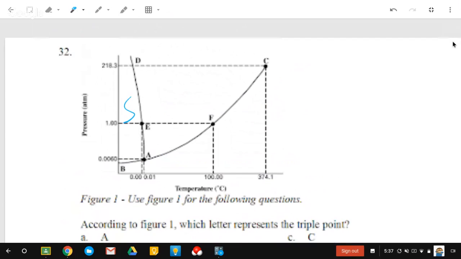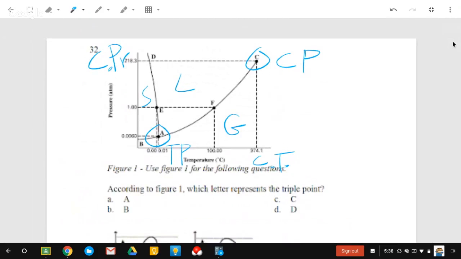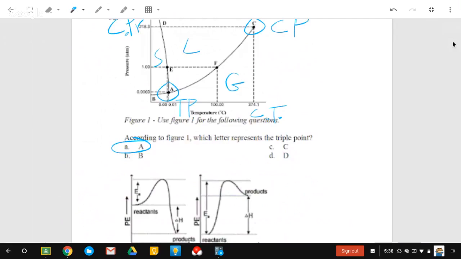So we got solid, liquid, gas. Triple point is here. Critical point is up here. Keep in mind that the critical temperature correlates with the critical point, and the critical pressure correlates with the critical point. So which letter represents the triple point? That would be A. You guys probably knew that though.